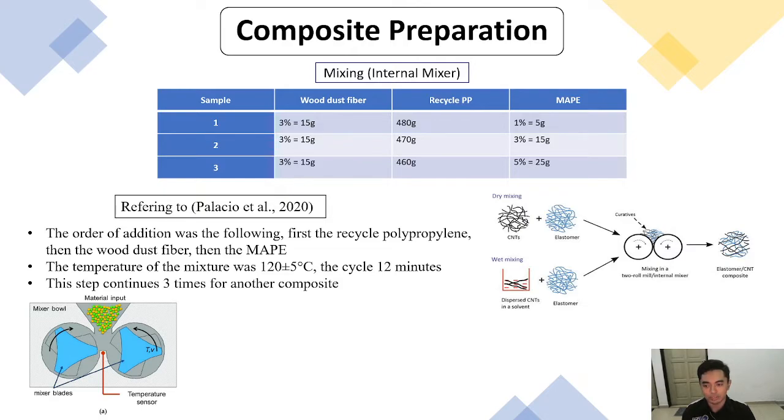Referring to Palacio 2020, the order of addition was the following. First, the recycled polypropylene went into the internal mixer, and then the wood dust, and then the MAPE. The temperature of the mixer was 120 plus or minus 5 degrees Celsius, and the cycle is 12 minutes. This step is repeated 3 times for the other composites. The figure shows the process of the mixture with dry mixing or wet mixing.